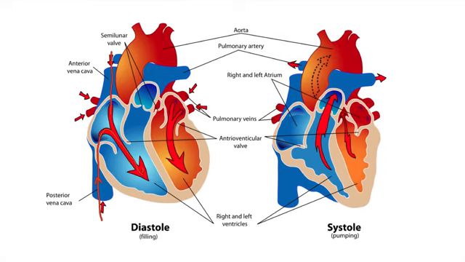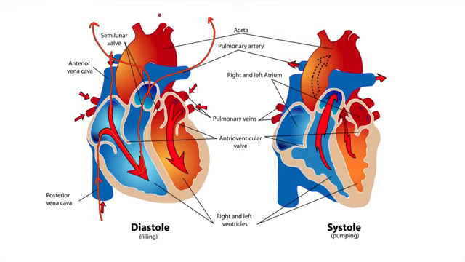Once the blood gets into the right ventricle, the ventricle contracts, and that pushes the blood through the semilunar valve or the pulmonary valve into the pulmonary artery. And from here, that blood goes to the lungs. And it goes also in this direction to the lungs.